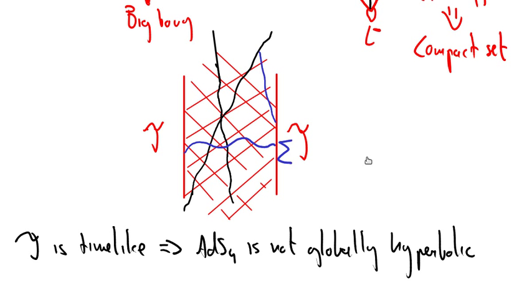So in that sense, anti-de Sitter is very different to the other two spacetimes, because we saw that the other two spacetimes are globally hyperbolic.